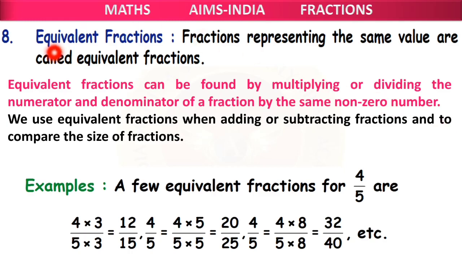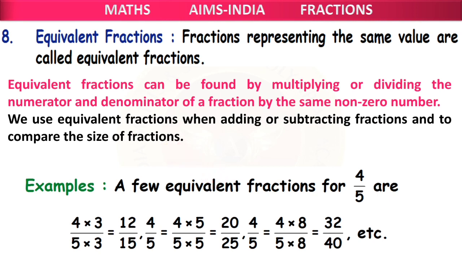Moving on to type of fraction number 8, equivalent fractions. Now what are these? Fractions representing the same value are called equivalent fractions. Equivalent fractions can be found by multiplying or dividing the numerator and denominator of a fraction by the same non-zero number. We use equivalent fractions when adding or subtracting and to compare the size of fractions.